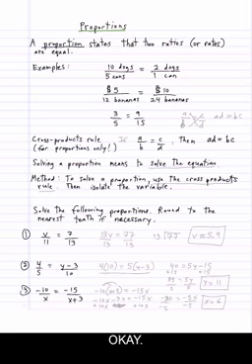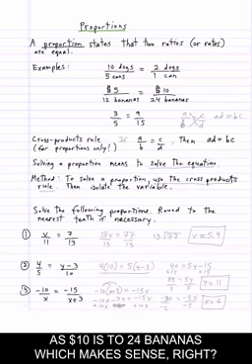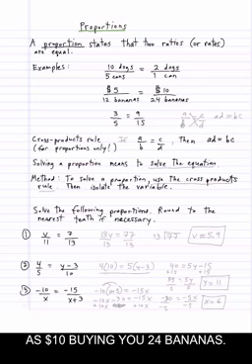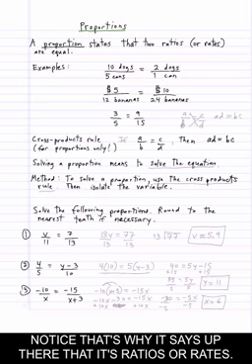Okay. For the second relationship, $5 is to 12 bananas, as $10 is to 24 bananas. Which makes sense, right? If $5 gives you 12 bananas, that's the same as $10 buying you 24 bananas. The last one, notice, is just two fractions, right? 3/5 equals 9/15. Notice that's why it says up there that it's ratios or rates.